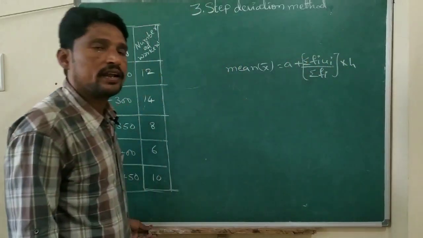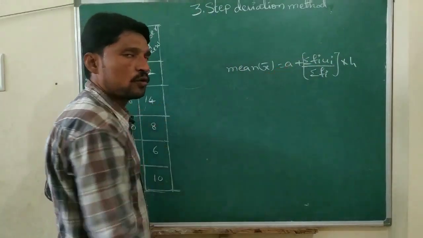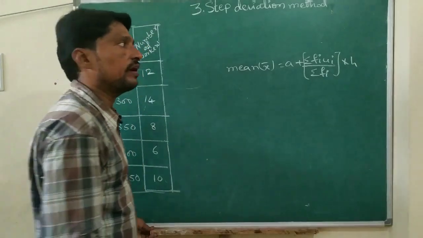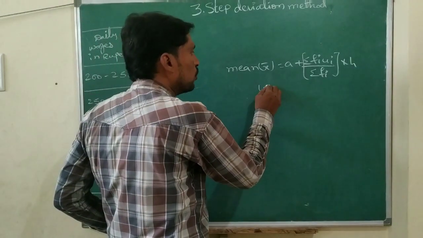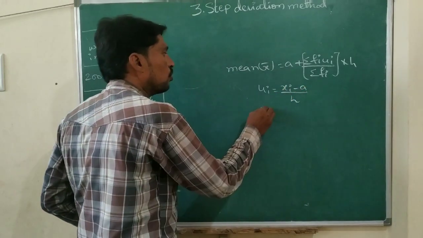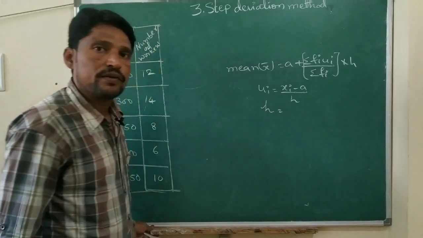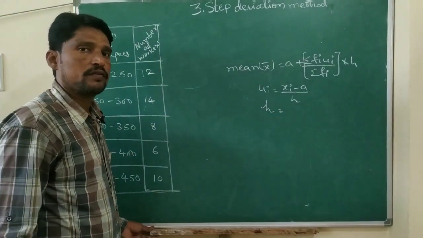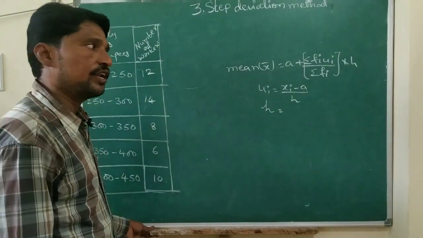So a means the assumed value, where we are assuming a value from the class marks. ui equals xi minus a by h is the formula. So what is h? The difference between any two successive class intervals, lower limits or upper limits, we need to take.